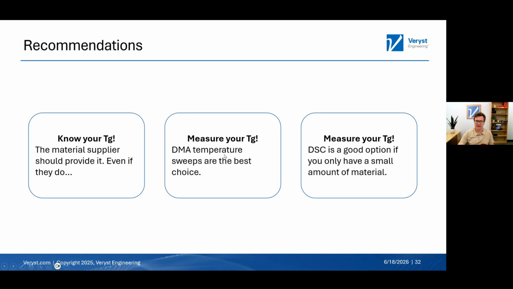My second recommendation is to measure your TG, most usefully with the DMA, because you get so much more functional mechanical information from a DMA temperature sweep, and it's a relatively inexpensive test to run. Measure your TG. If you have to use DSC, you only need a little bit of material. It doesn't need to be a nicely shaped tensile specimen.